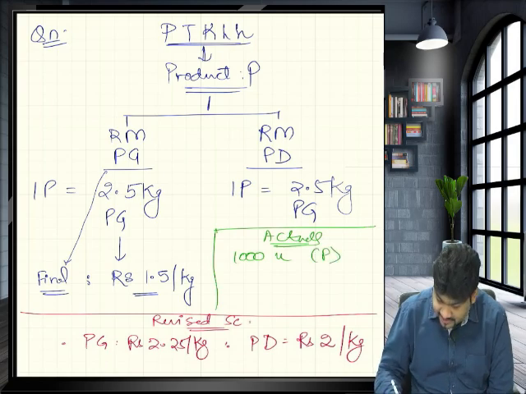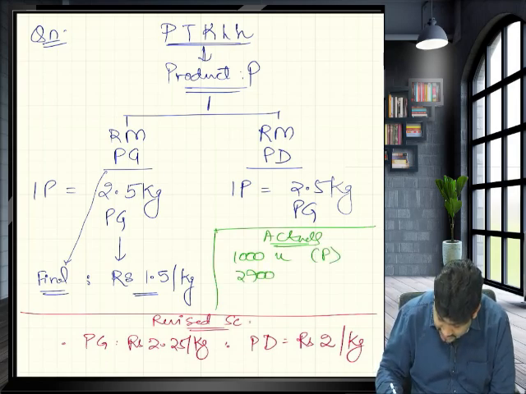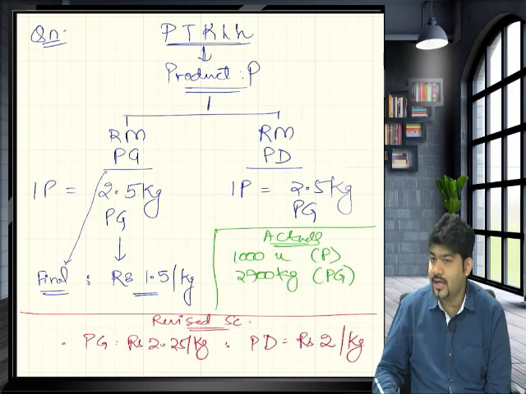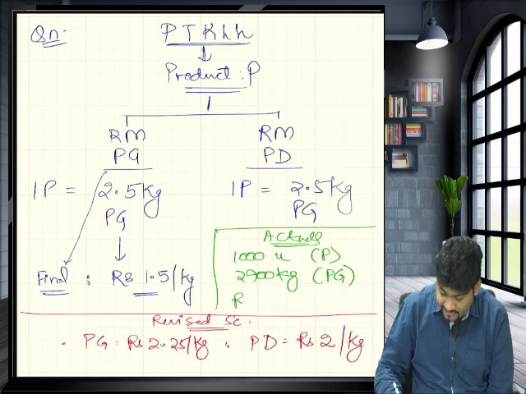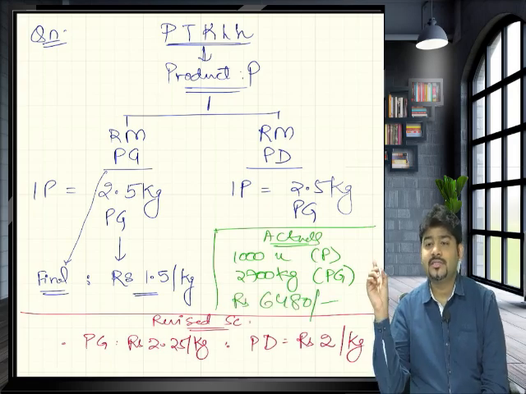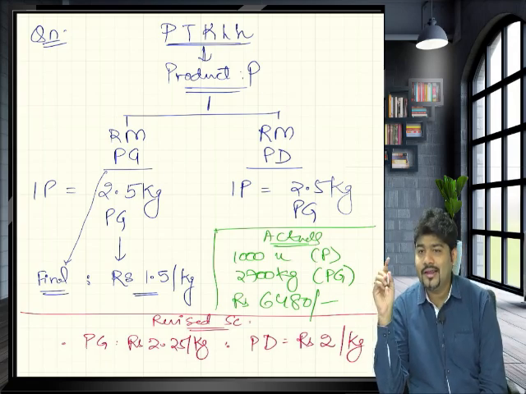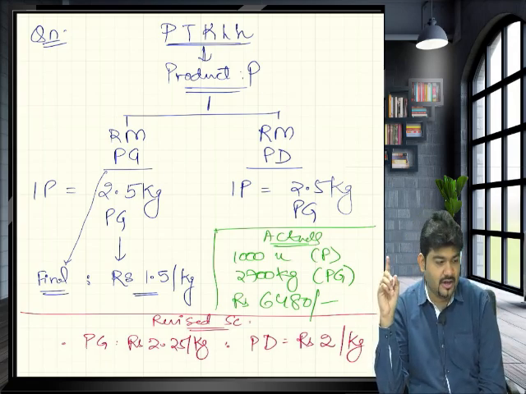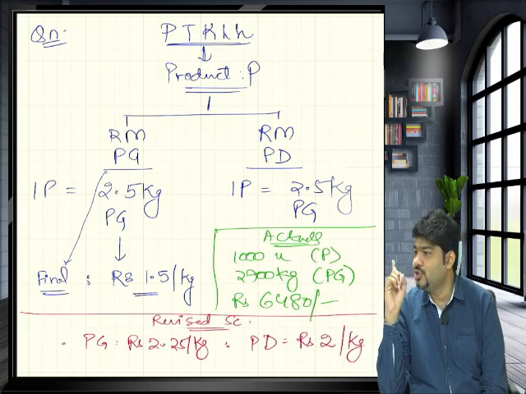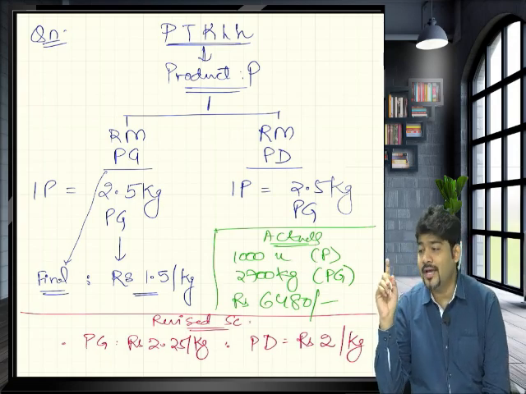How many kg have we consumed? 2700 kg of PG has been consumed, at a price of 6,480. Are we clear? This is called a summary, wherein the whole question is available to you in one page.